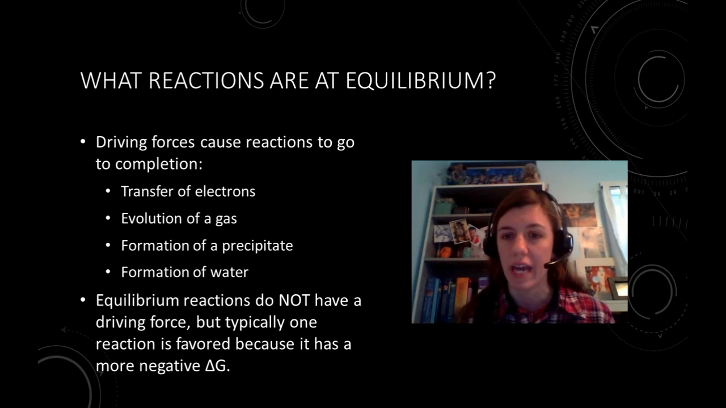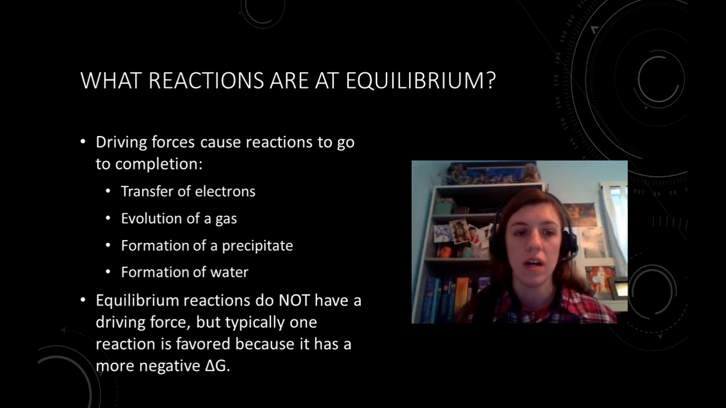So an example is evolution of a gas. If you have some sort of liquid in a beaker, and gas is just bubbling out of that beaker, it's continuously being removed from the equilibrium system. One way to keep it at equilibrium would be to put a cover on your beaker, and then you wouldn't be removing the gas as much.